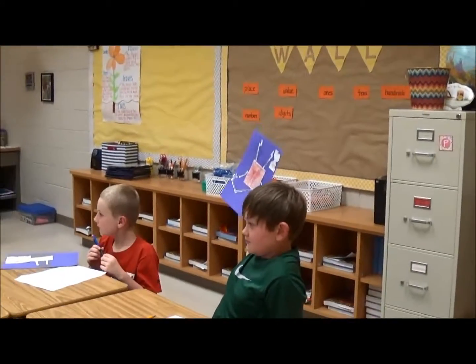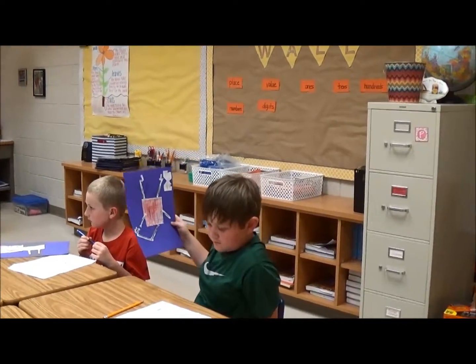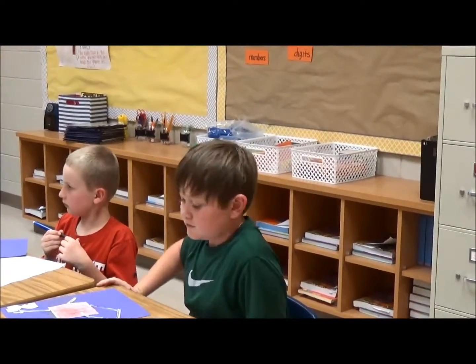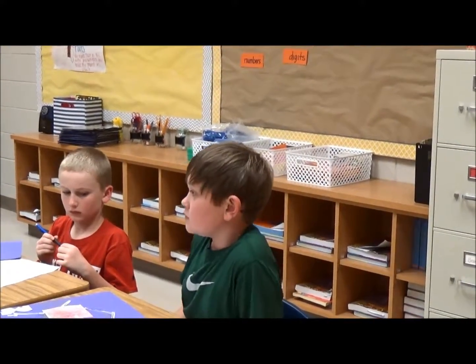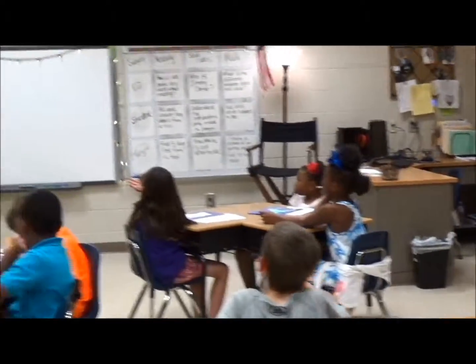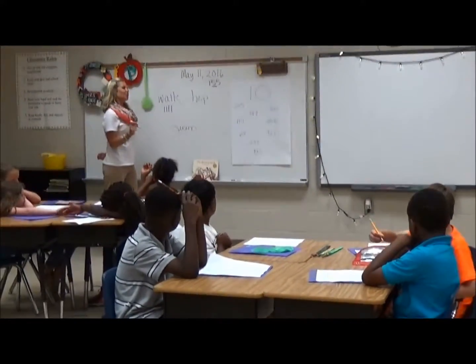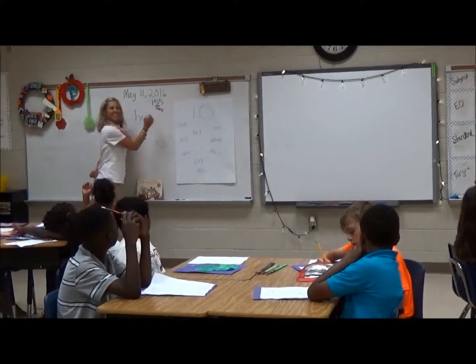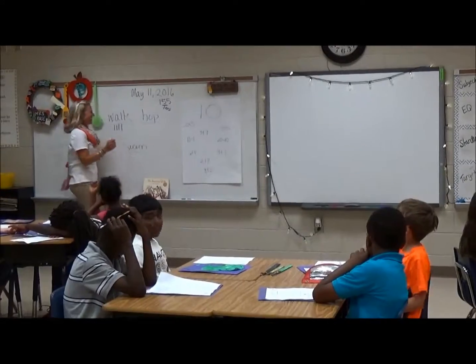And what's the total value of your scorpion? 155. How many digits are in that number? 3. Good. And what about when I write this number, Dalton? What is the value of that 5 in the tens place? 10. Good. What's the value of the 5? It is in the tens place, but what's the value? 50. Good job. Okay.